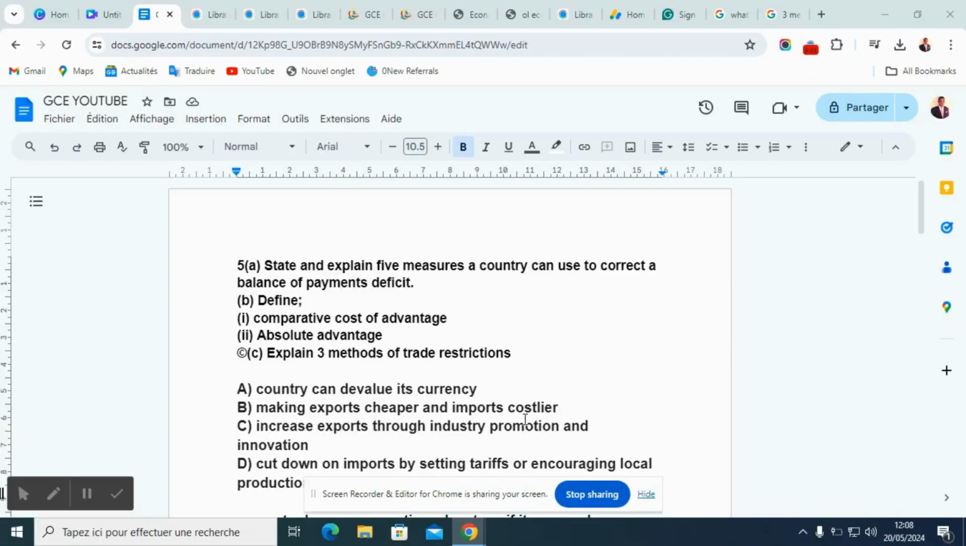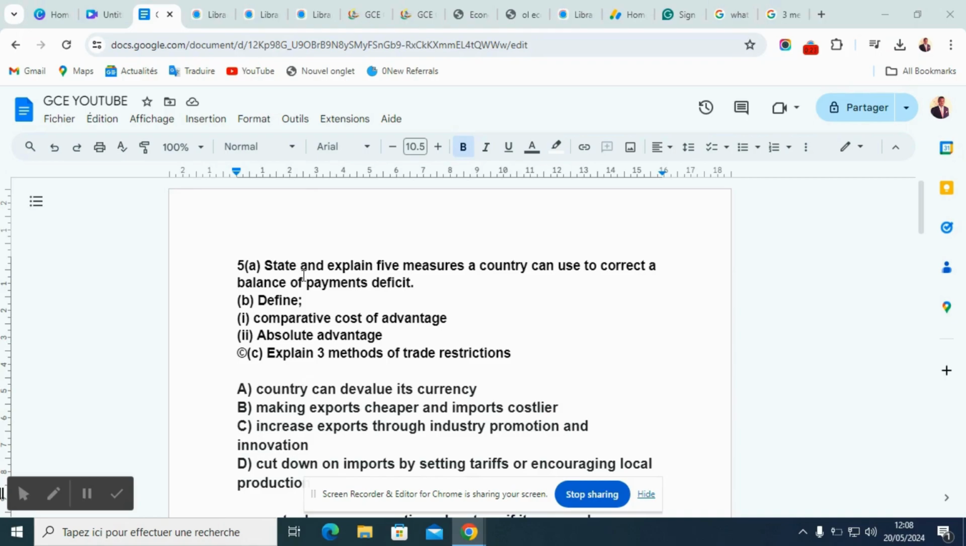Okay, so here we're going to see: state and explain 5 measures a country can use to correct a balance of payment deficit. Then they say define comparative cost advantage, absolute advantage, and explain 3 methods of trade restrictions. So a country can devalue. So let's first start with the first one.